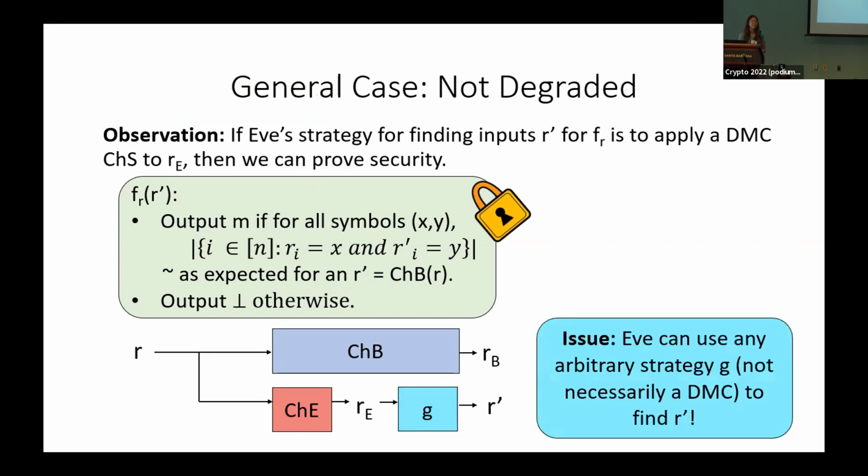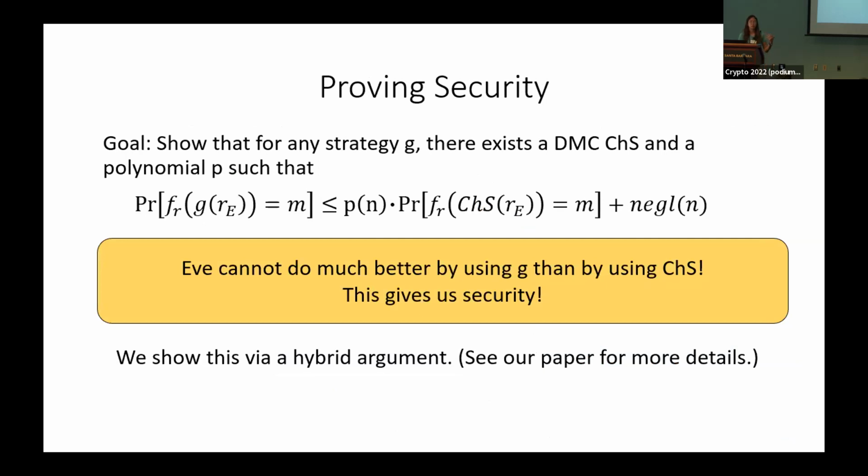Okay, but of course, Eve doesn't have to do that. Eve can choose any strategy she wants. In fact, this strategy can look at all the bits of RE at once and try to generate something. So how do we argue security in this case? Well, what we'll do is show that using this arbitrary strategy is no better really than if Eve had used a discrete memoryless channel, channel S. So more specifically, for any strategy G, there's some discrete memoryless channel S and some polynomial such that Eve's probability of producing an input that causes the function to output M is no more than a polynomial times her probability of success using channel S, plus some negligible value. So in particular, if her probability of winning in channel S was negligible, then Eve's probability of winning with G is also negligible. And we show this via a hybrid argument, but for the sake of time, I won't be able to go into that, but you can see our paper for details.